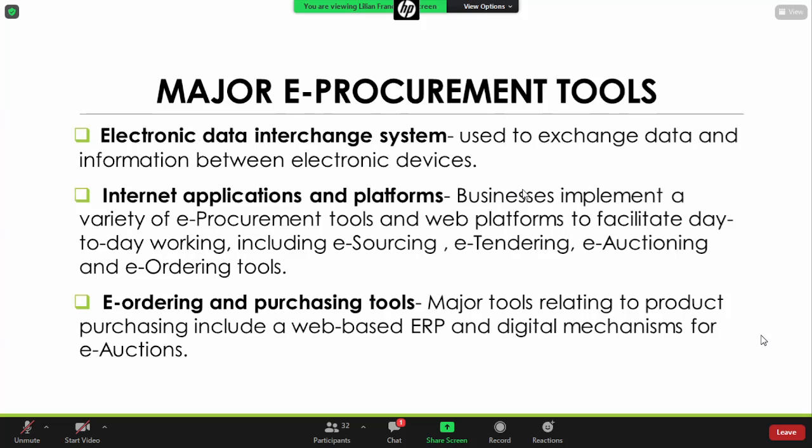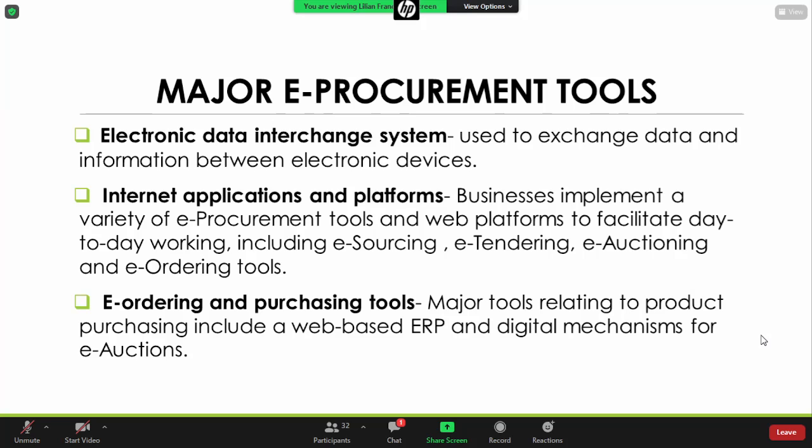Next naman is yung major e-procurement tools. First is electronic data interchange system. Used to exchange data and information between electronic devices, it allowed the customer and suppliers na mag-send and receive ng purchase orders and invoice, followed by internet application and platforms.